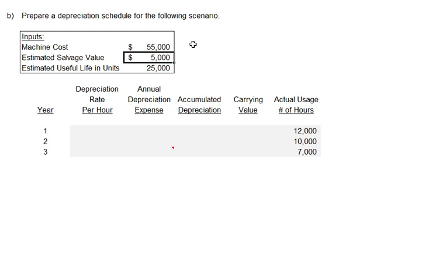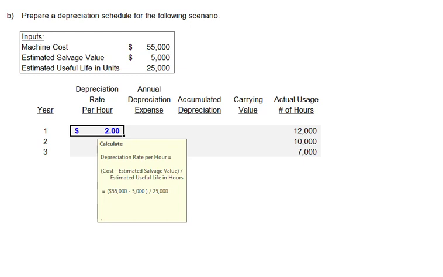In our next example, we have a machine that cost $55,000 and an estimated salvage of $5,000. So we have depreciable cost of $50,000 in cost we need to match with future revenues. We think our machine is going to have a useful life of 25,000 units. We're going to be able to produce 25,000 units with this piece of equipment. So if we take the 50,000 and divide it by 25,000 units, we get $2 per unit.